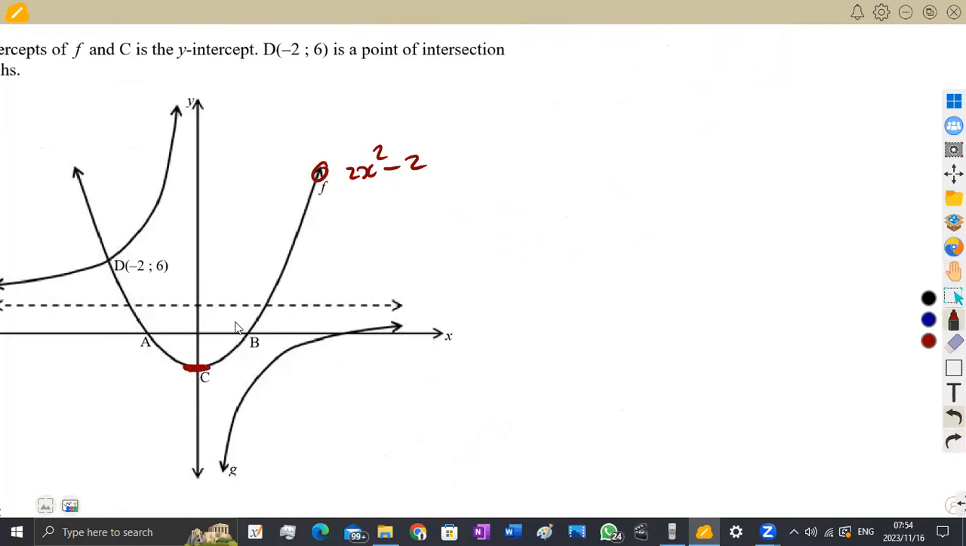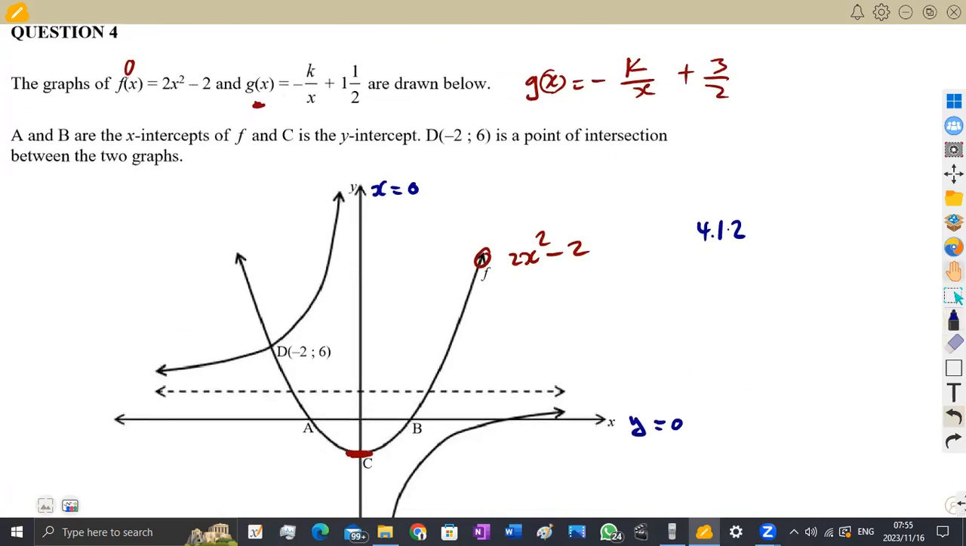And what does this point at C represent? That is the question. This is our turning point, which is the y-intercept at a condition that we are given. C is the y-intercept, and we know that on the y-axis, x is equal to 0. On the x-axis, always y is equal to 0. So to find a value on the y-axis, you have to substitute x to be equal to 0 on f of x. Remember, our f of x is given as 2x squared minus 2. So if I substitute 0 there, I'm going to have the y value as -2. So this point at C is -2.